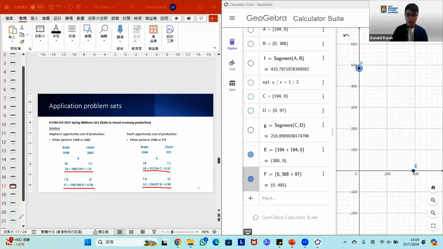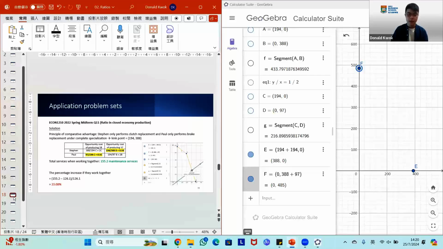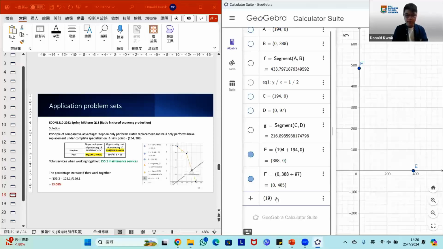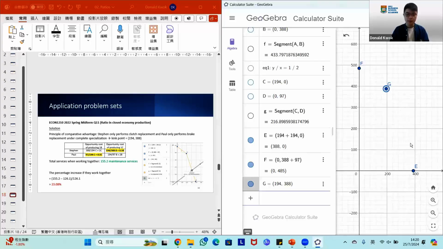Okay, so we just need to compare the opportunity cost, and we are able to find out who has a comparative advantage in producing each thing. Apparently Stephen has a comparative advantage in producing clutch replacement, and Paul has a comparative advantage in performing brake replacement. Okay, so at the kink point, where they completely specialize in the good they enjoy comparative advantage, they can perform 194 brake replacement for Paul, while 388 clutch replacement for Stephen. So point G will be the kink point.